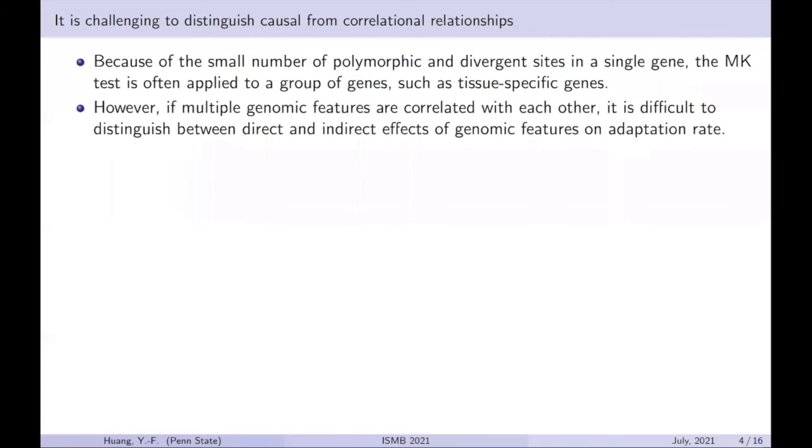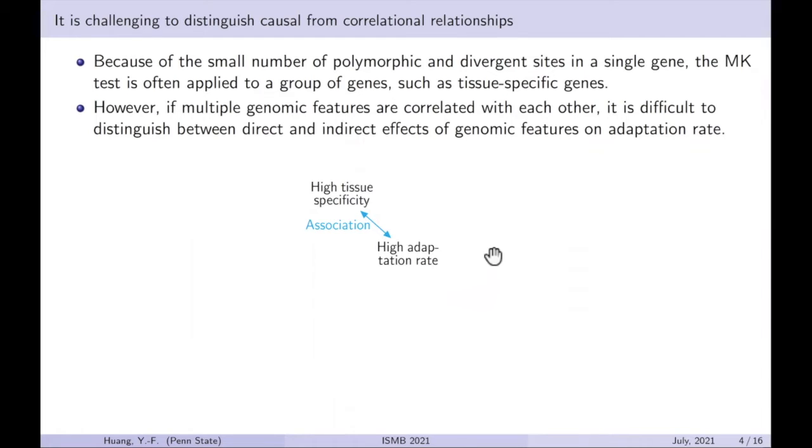However, if multiple genomic features are correlated with each other, it's actually difficult to distinguish between direct effects and indirect effects of the genomic features on adaptation rate. I will use a concrete example to discuss why this is the case. Let's say if you use the MK test, you might see that high tissue specificity of a gene is associated with high adaptation rate. This association can possibly be explained by the weaker pleiotropic effect of genes with high tissue specificity.